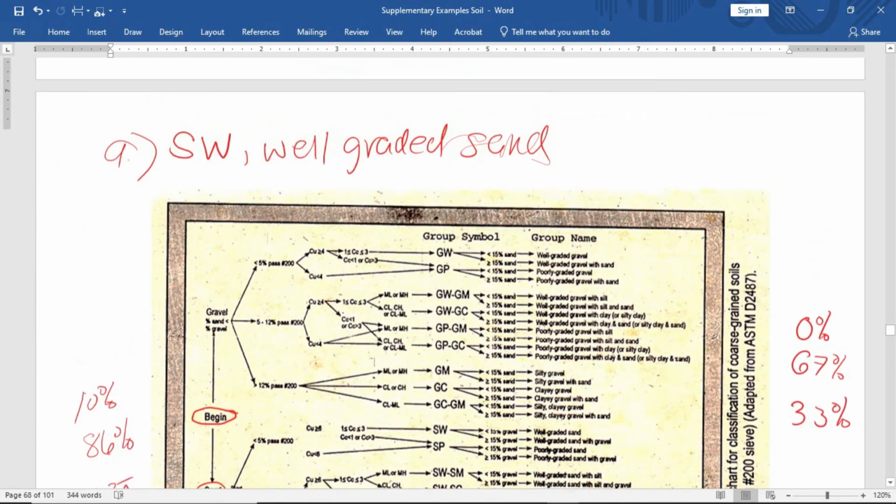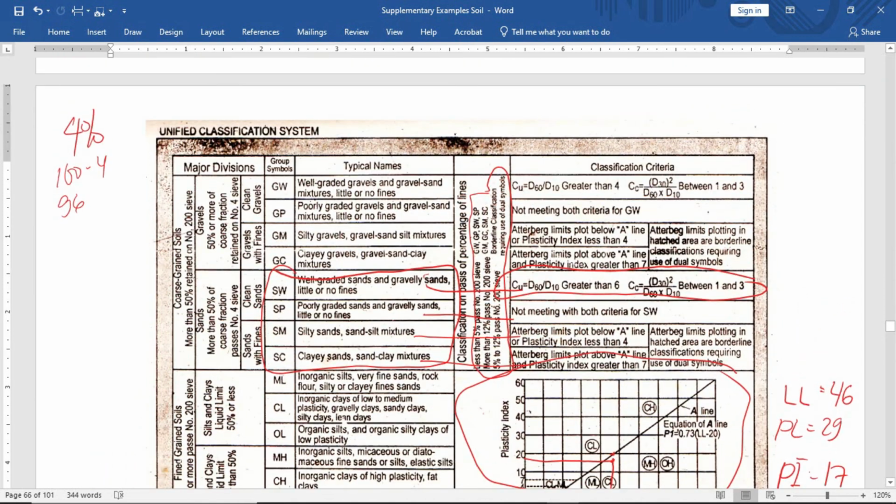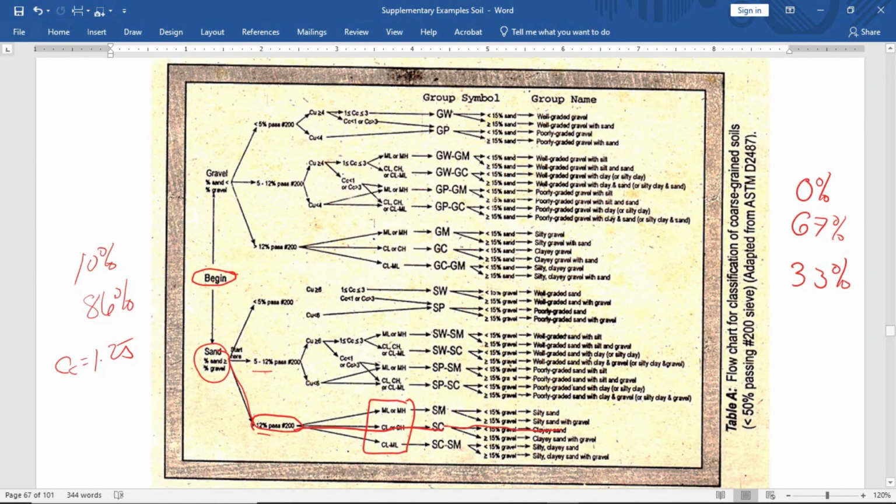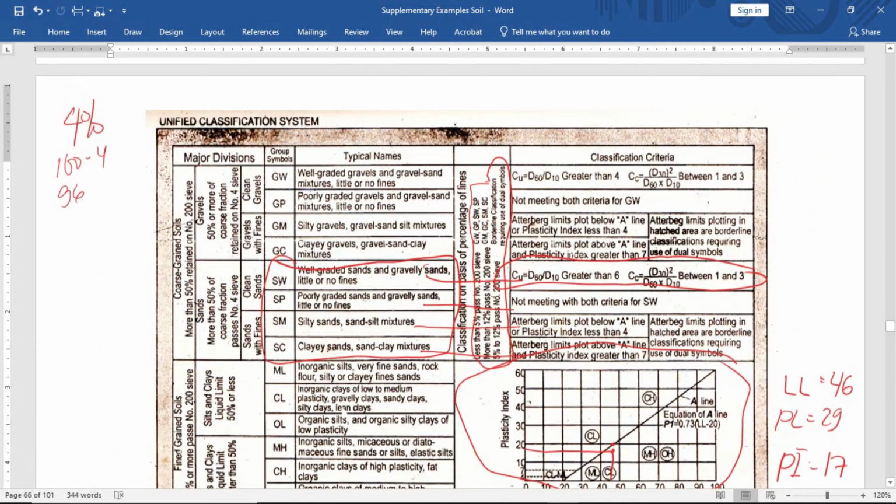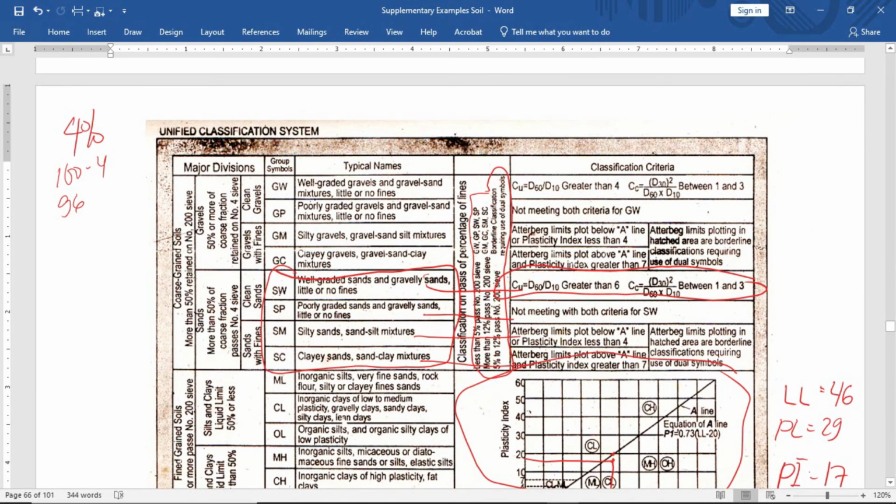So, another way para ma-solve natin. Ito pa lang, itong table na to is for lesser than 50% passing sa 200. Hindi ito magagamit pag greater than 50%. Titingnan lang ulit natin, more than 50% yung retained, coarse grain. So, ito yon. Ito yung gagamitin natin.